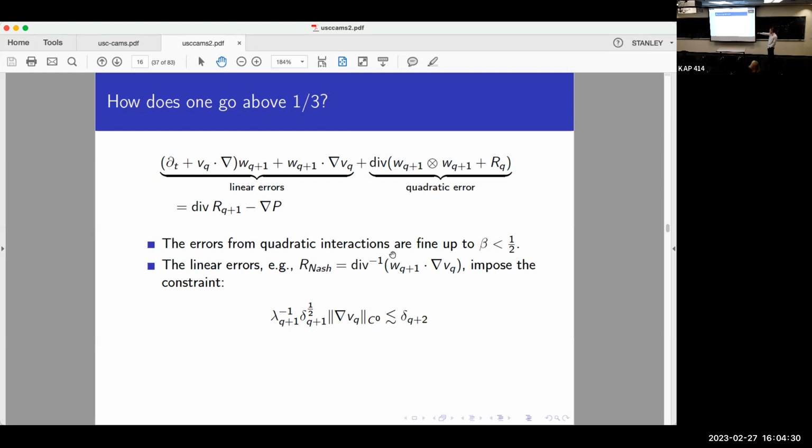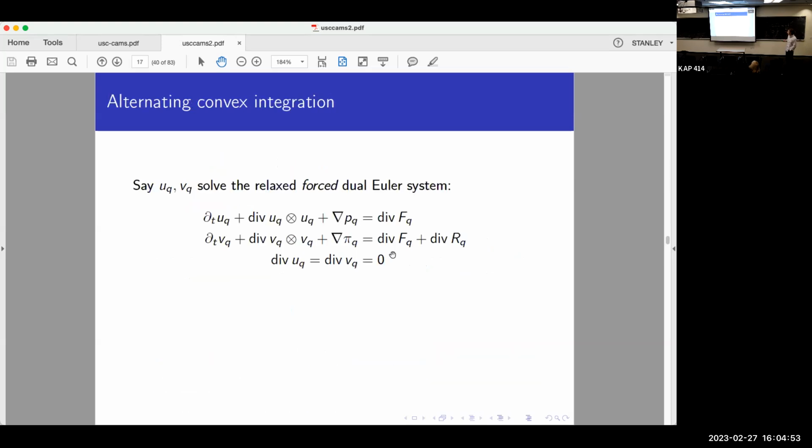In order to make this small enough, in order for it to be smaller than the next delta, you end up finding that this requires beta to be less than 1/3. So you get stuck at 1/3, and this is essentially the reason why the Onsager conjecture gets stuck at 1/3, as it should, because we have a positive result saying you can't have energy conservation above 1/3. Okay, so how do we get around this?